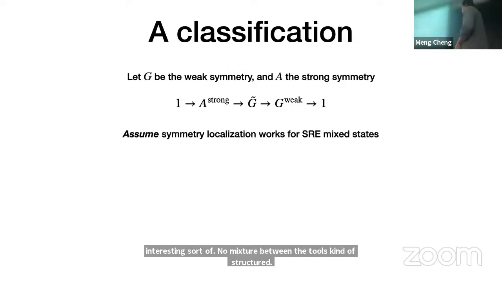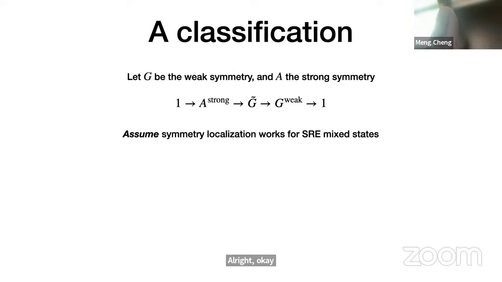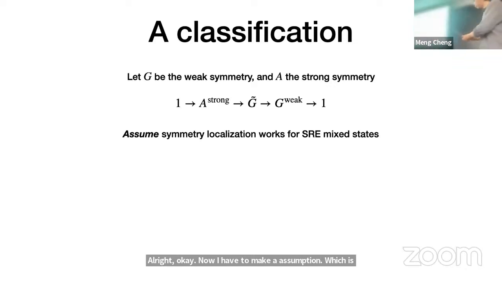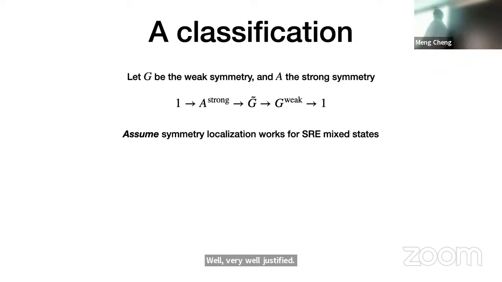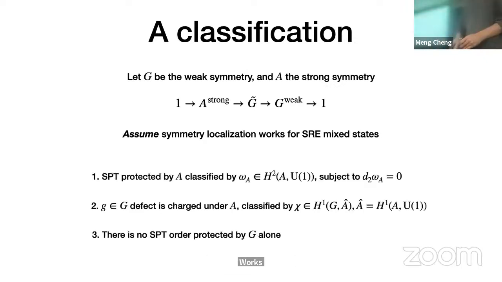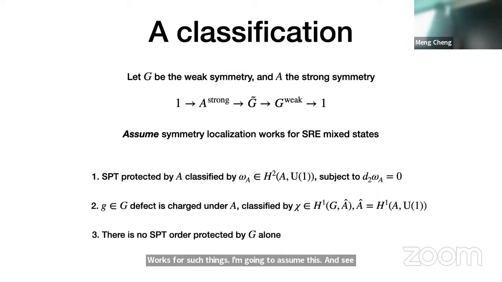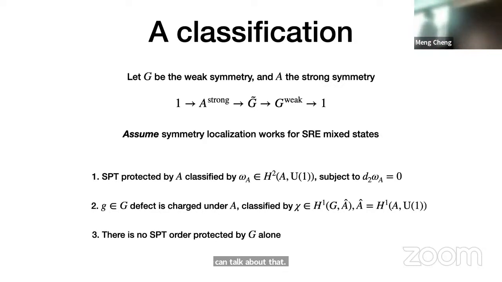Now I have to make an assumption, which at this point might not be very well justified. I have a definition of short-range entangled mixed states, and I'm going to, for now, assume that this argument of symmetry localization works for such states. I'm going to assume this and see what we get. Once we assume symmetry localization, then we can talk about decorated domain walls, basically. And then we can play the same game.